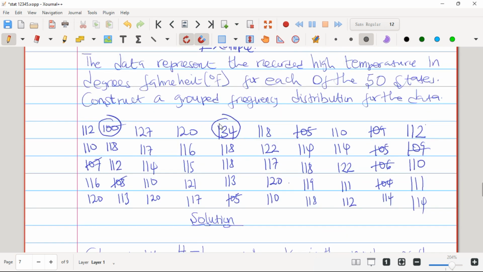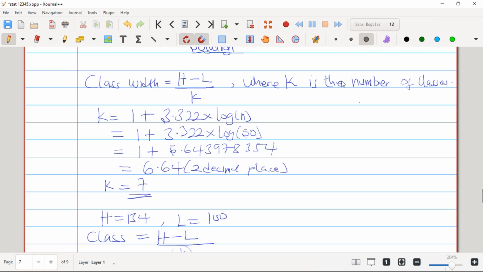In most cases, the N is given in the preamble attached to the raw data. Here we can see it is 50 states, so N is equal to 50. We are just going to substitute 50 wherever we see N. So we are going to have 1 plus 3.322 times log of 50. When we add everything, we get 6.64.